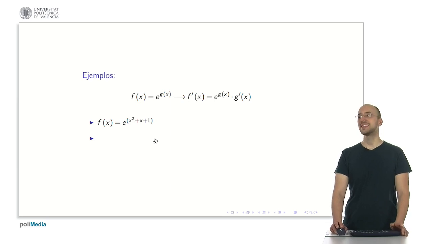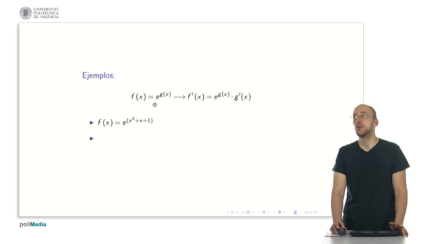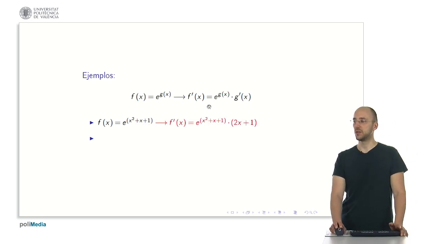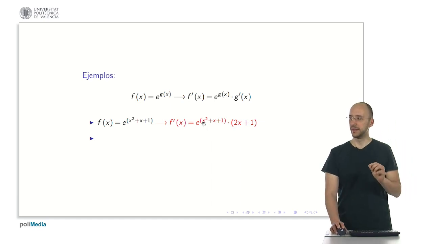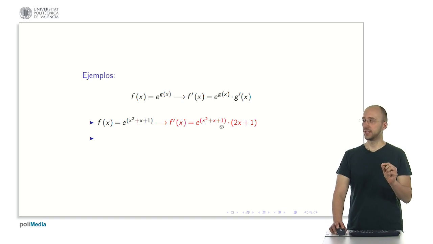The first step is to identify the components. Clearly, the number e remains the same in both cases, and the function g of x in this instance is x squared plus x plus 1. We apply the rule, and then I would copy the function as it is, as shown here, and multiply by the derivative of the exponent. What is the derivative of the exponent? We have a polynomial, x squared plus x plus 1.